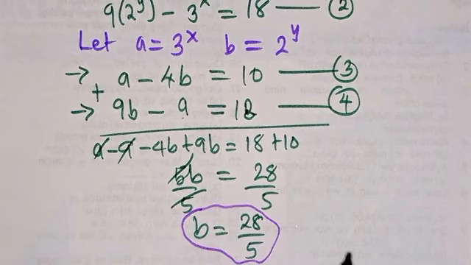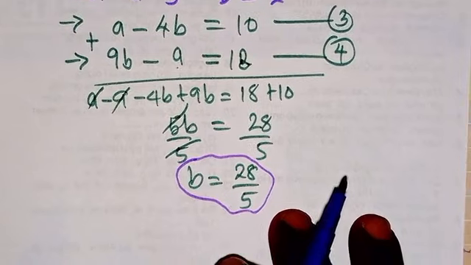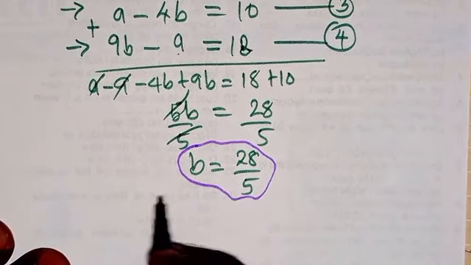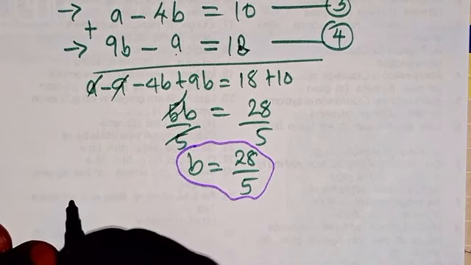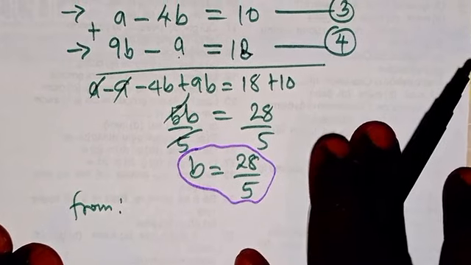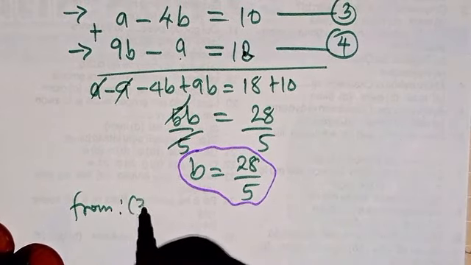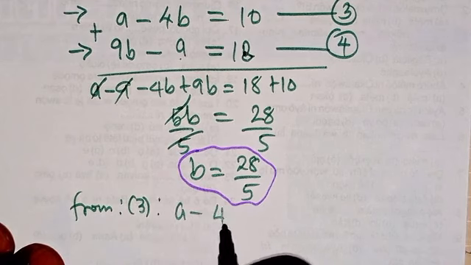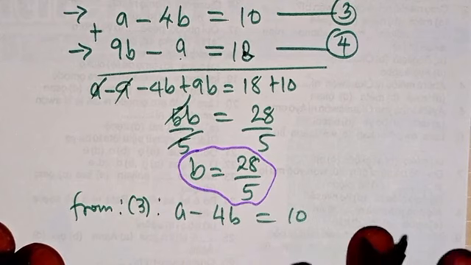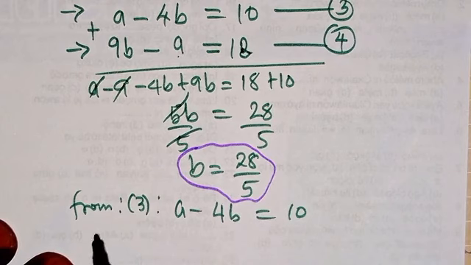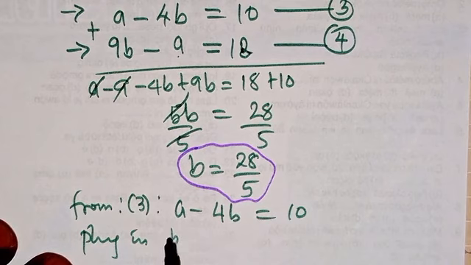Very important, right? So we have that. So now we go further by plugging in b. I'm going to pick the simpler equation, which is equation 3. From equation 3, that says a minus 4b equals 10. So anywhere I see b, I will put this 28 over 5. So plug in the value of b.